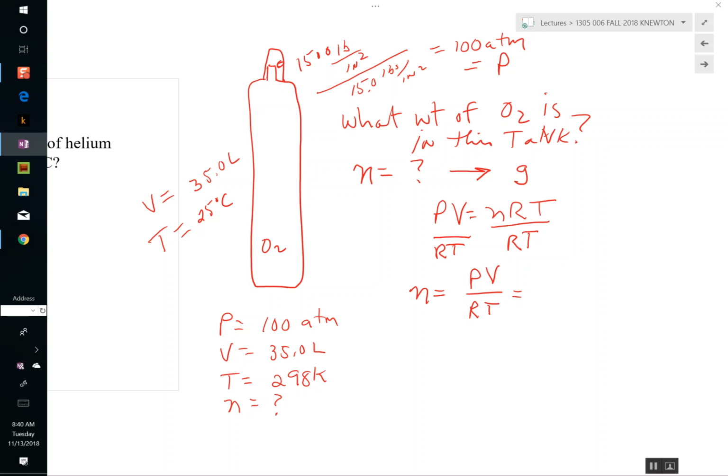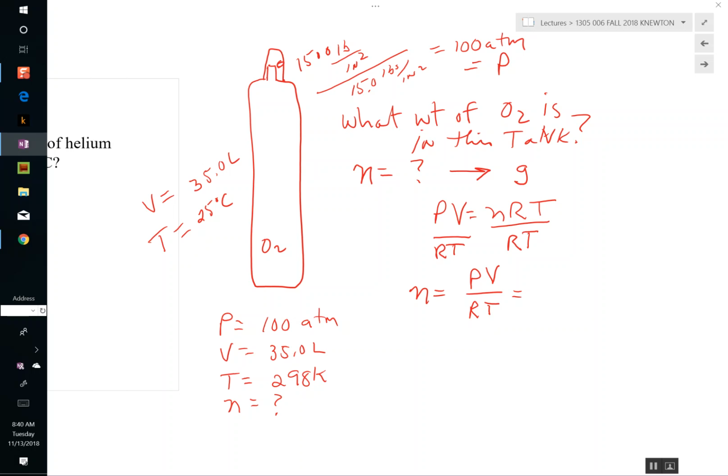You got it? Let's see what your N is. Where's your N? Right there. That's N? No, N is moles. Oh, okay, moles. And now you have to convert moles to grams.